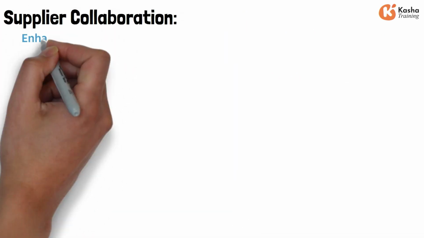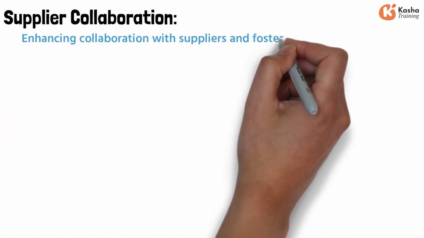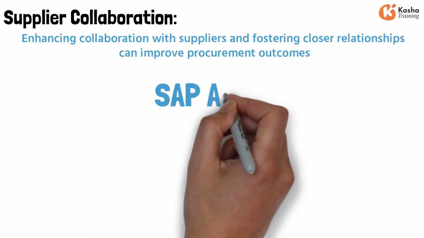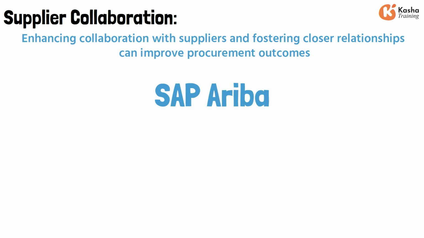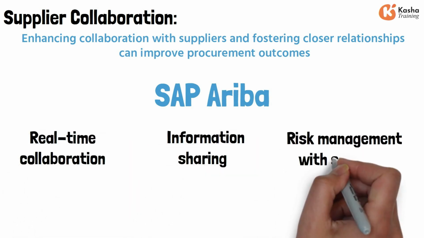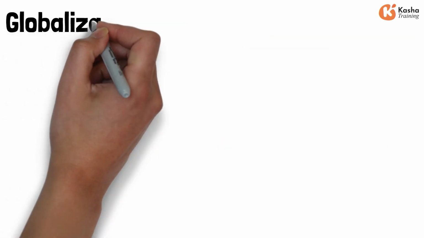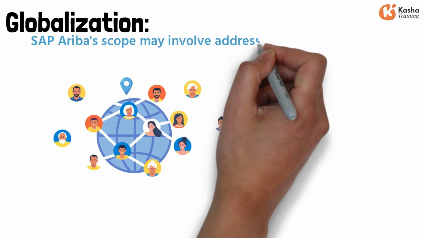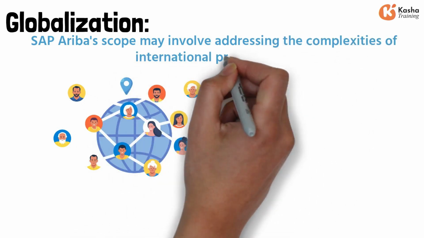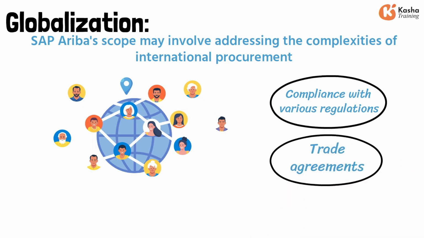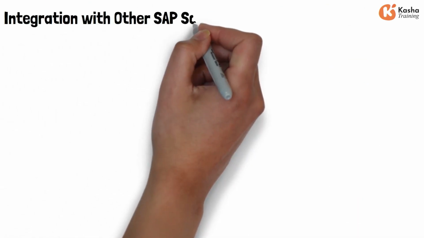Supplier collaboration. Enhancing collaboration with suppliers and fostering closer relationships can improve procurement outcomes. SAP Ariba may develop features to facilitate real-time collaboration, information sharing, and risk management with suppliers. Globalization. As businesses expand globally, SAP Ariba's scope may involve addressing the complexities of international procurement, including compliance with various regulations and trade agreements.